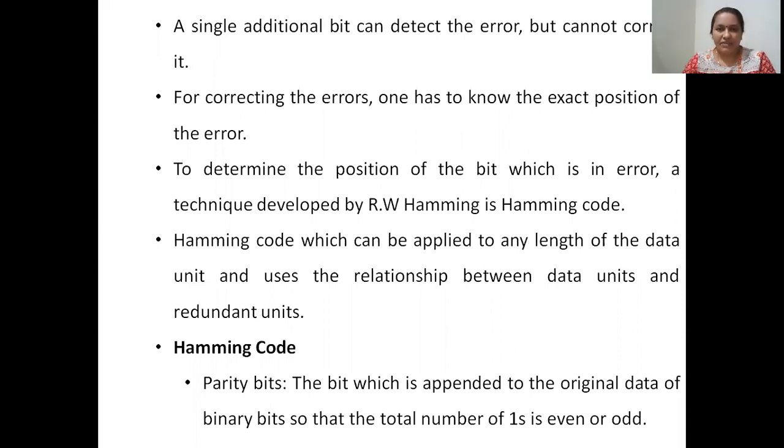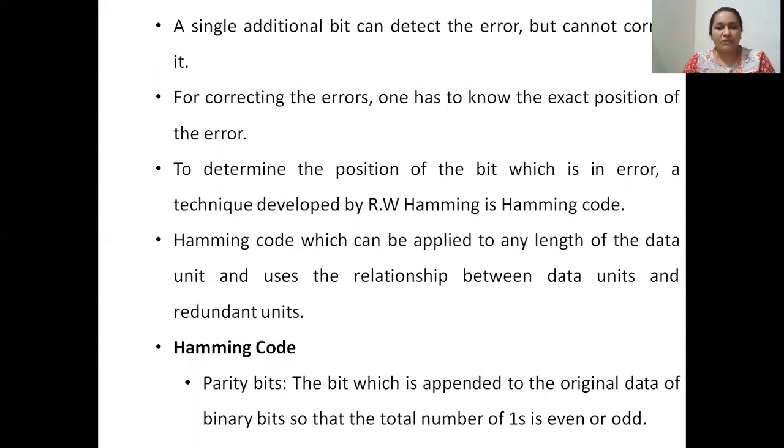Using parity bits, we can detect errors, as we already have learned in the previous videos. So there are several error detecting techniques like single parity, two-dimensional parity, checksum, and cyclic redundancy checks. All of them are capable of detecting whether there is an error present in the data received or not, but they are not able to correct it. For correcting the errors, it's required to know the exact bit position at which the error has occurred.